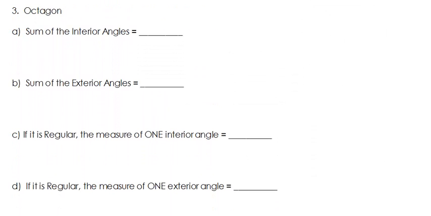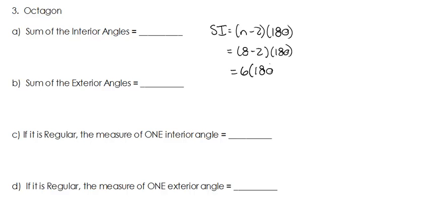Okay, the last example here is for an octagon. An octagon has 8 sides. Okay, so first I want to find the sum of the interior angles. That formula was n minus 2 times 180. If we're talking about an octagon, then n is 8, because an octagon has 8 sides. So 8 minus 2 times 180. I know that 8 minus 2 is 6. So then this is what I need to calculate. 6 times 180 is 1080. So the sum of the interior angles is 1080.